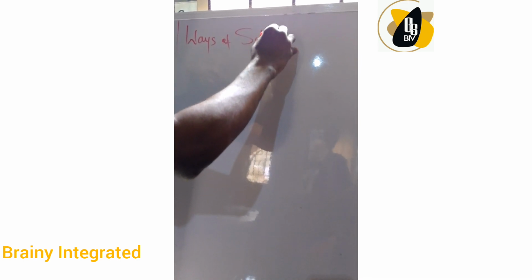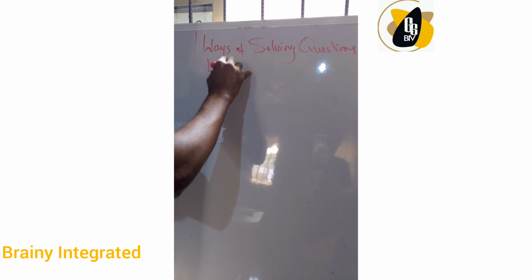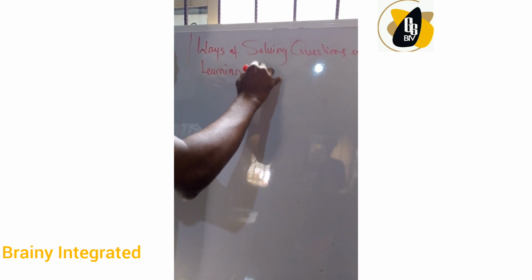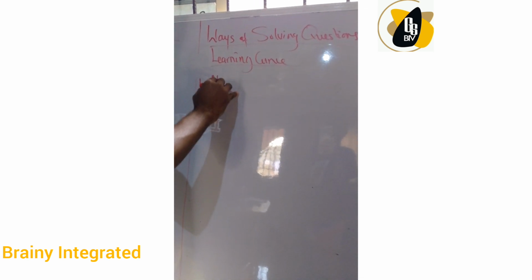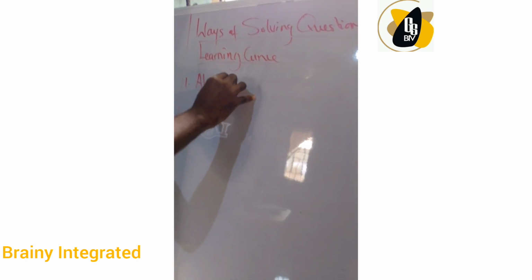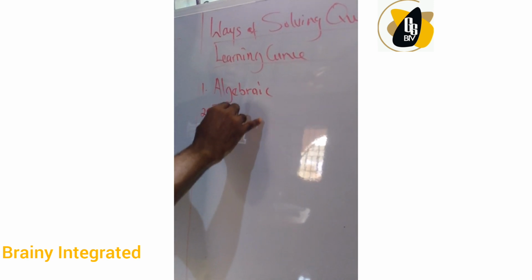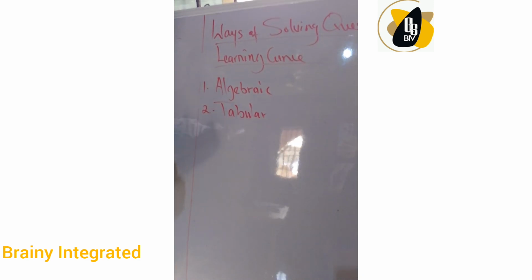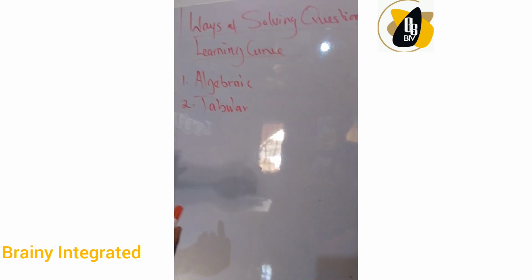Alright, so I'm going to say ways of solving questions on learning curve. The first one is the algebraic method, and the second one is the tabular method. So the algebraic method and the tabular method.